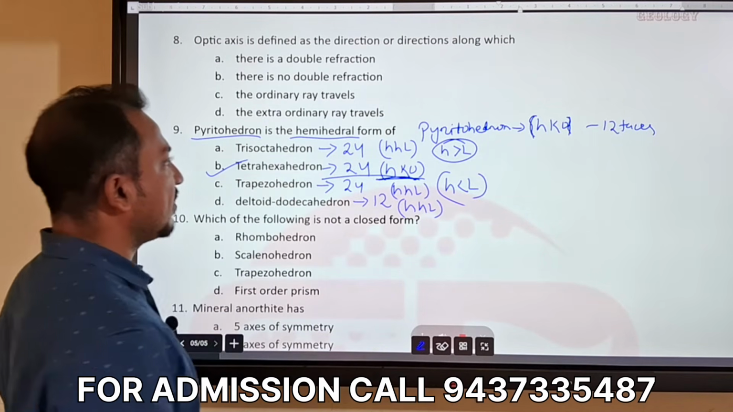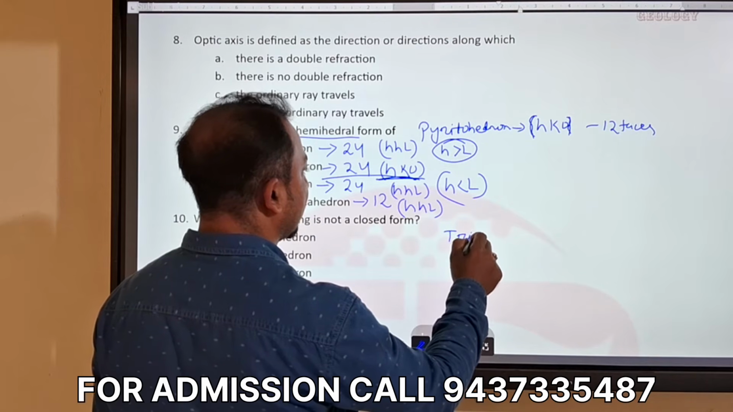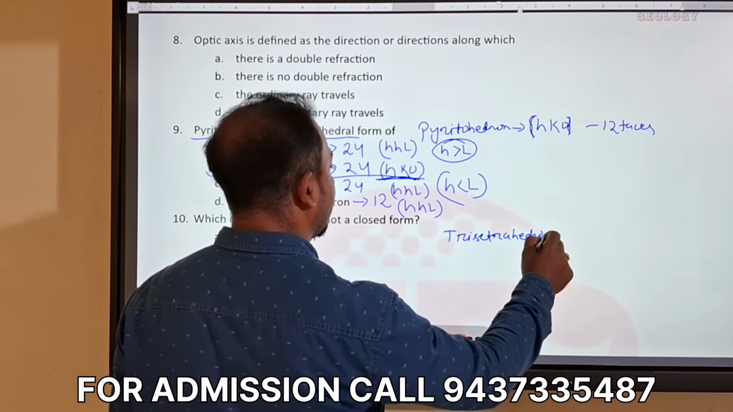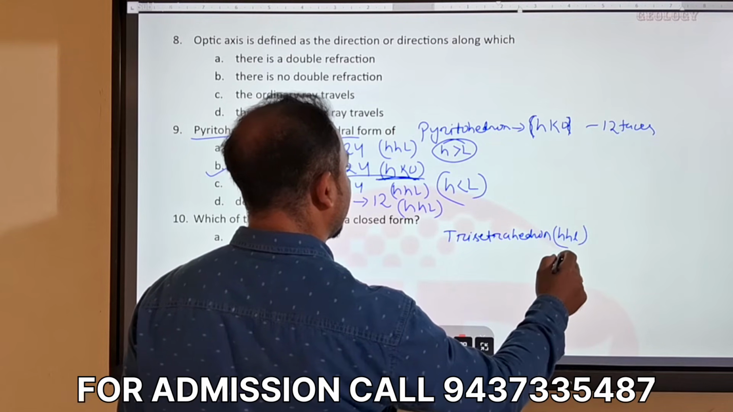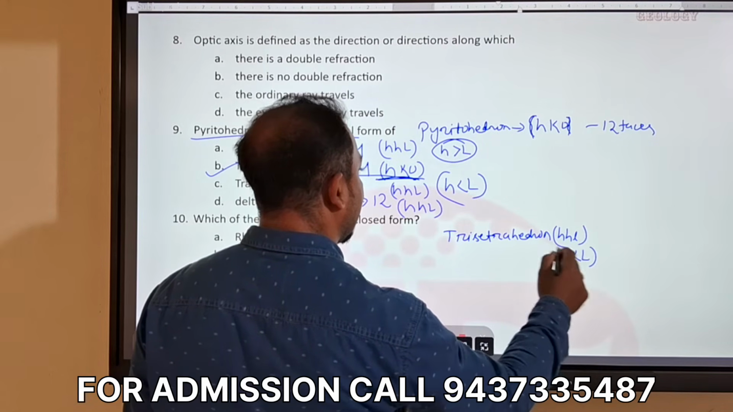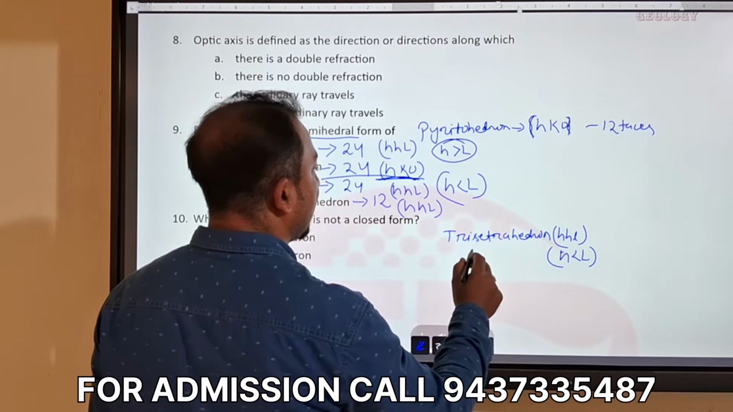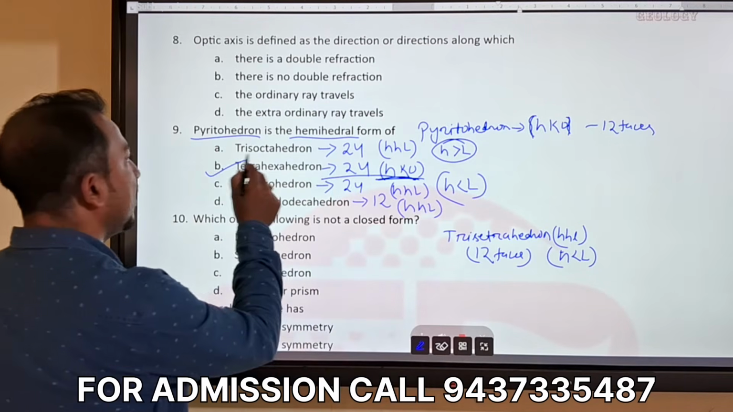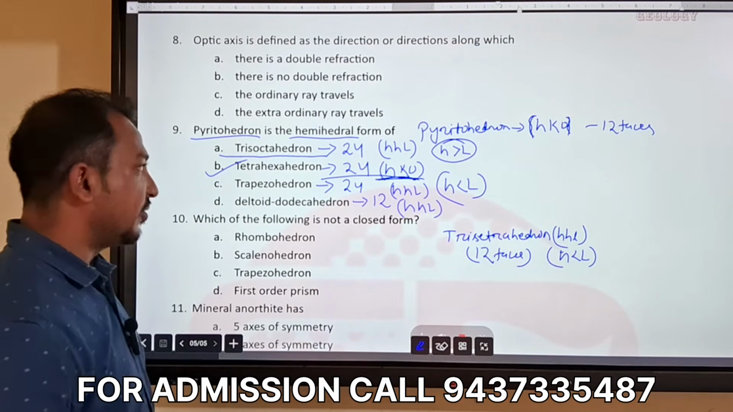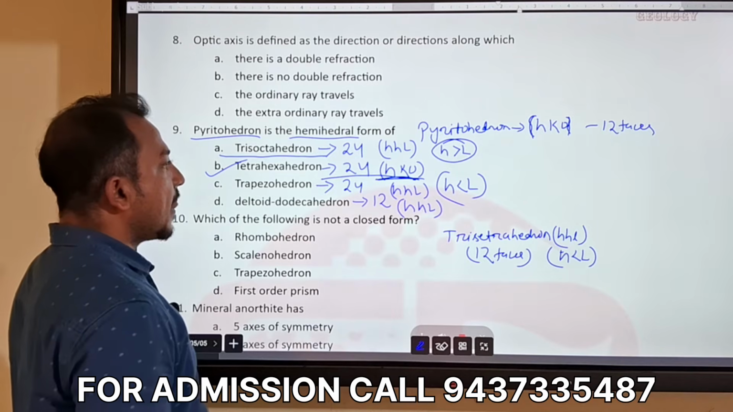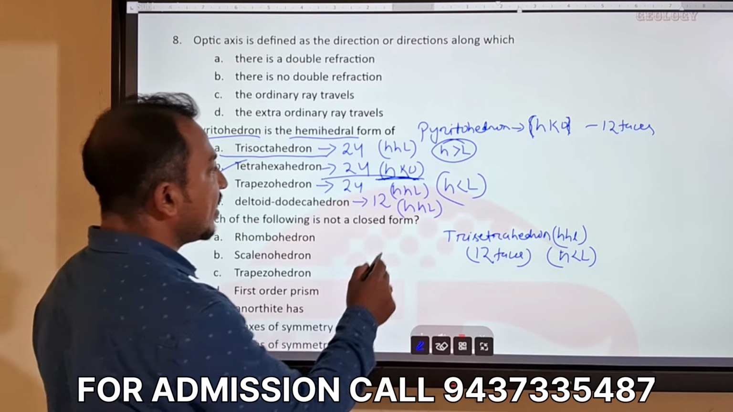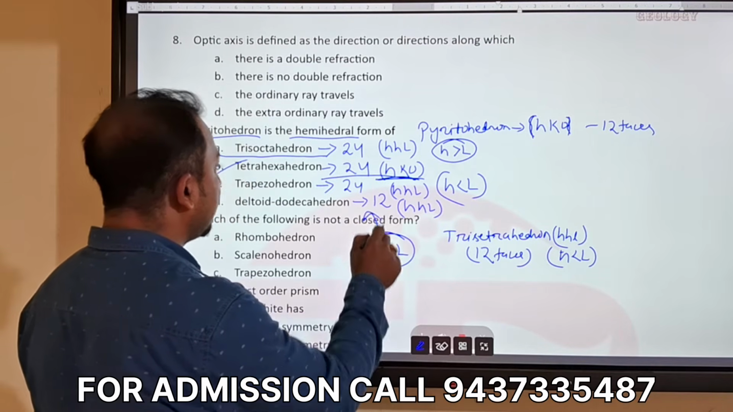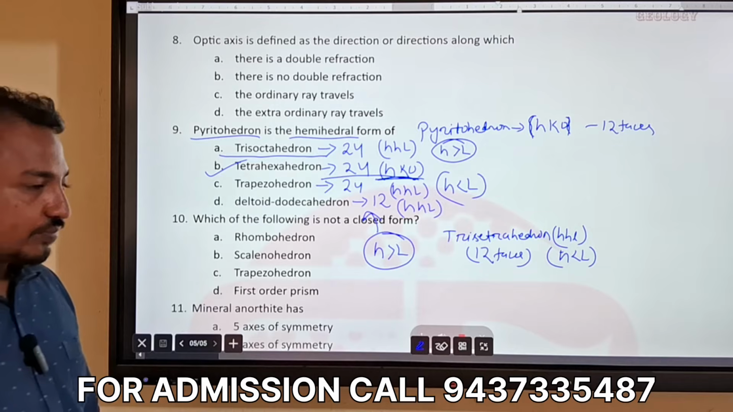Trisoctahedron has a hemihedral form that is called tetartoid... Tristetrahedron, which also has the symbol hhl, but here h is less than l. So tristetrahedron has 12 faces, which is the hemihedral form of trisoctahedron, which has 24 faces. Then deltoid dodecahedron has 12 faces. Here h will be greater than l in case of deltoid dodecahedron.